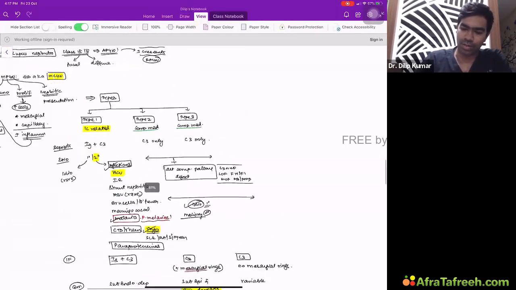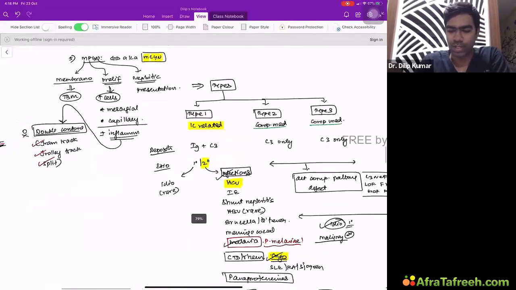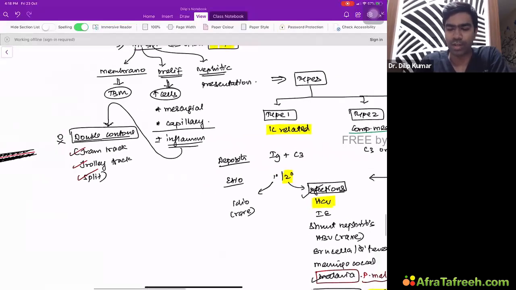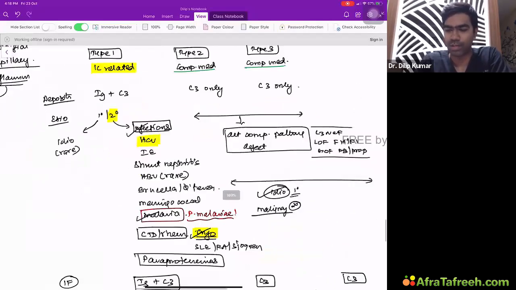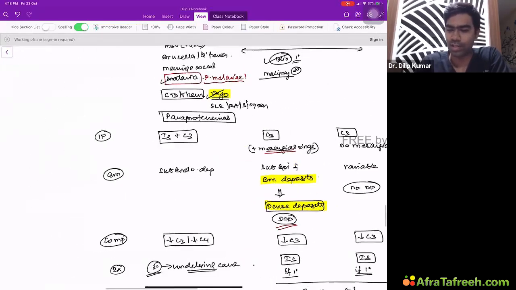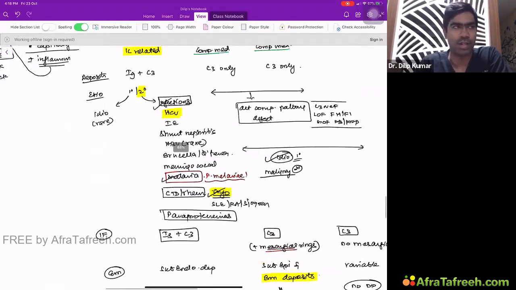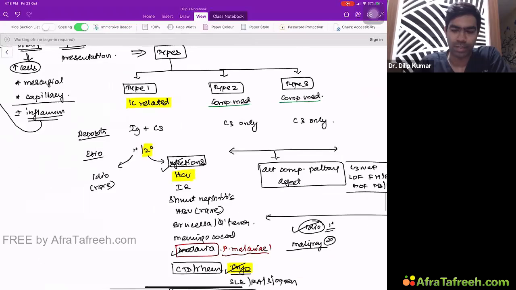So now we are very sure what happens in an MPGN. We know the light microscopic finding. Then, based on other features, how can you differentiate between type 1, type 2 and type 3? What are the complement levels? What are the electron microscopic findings? What are the light microscopic findings? What is the treatment that is given for these different types of MPGN?